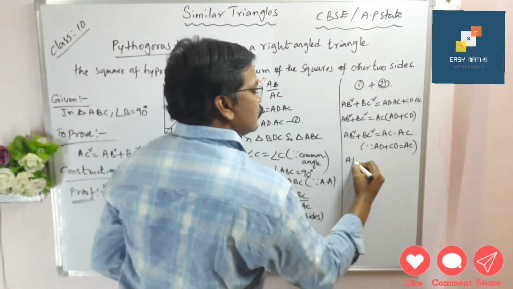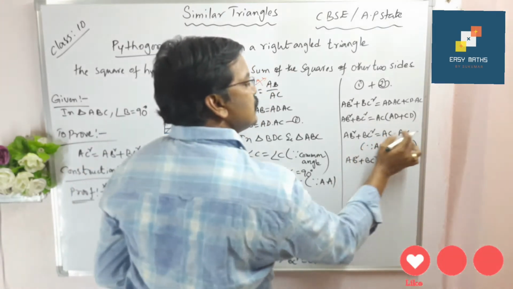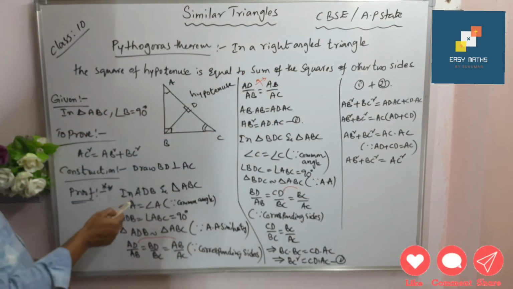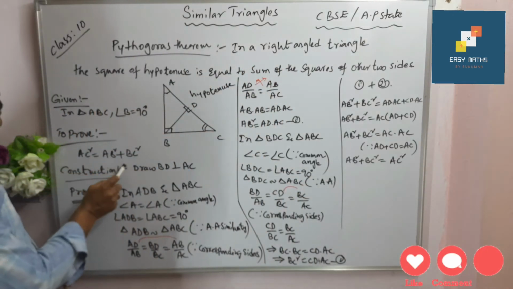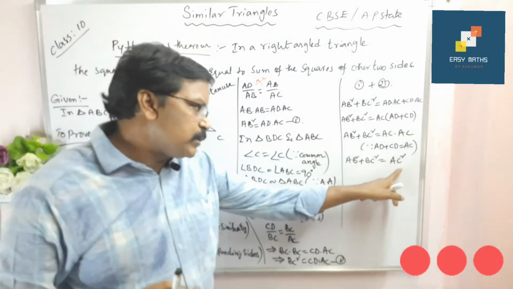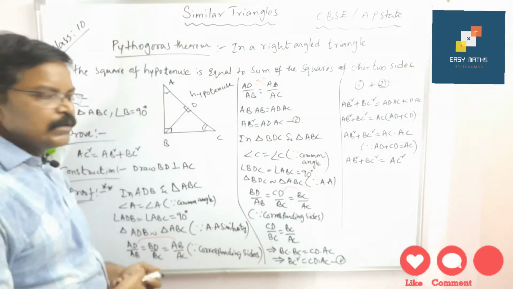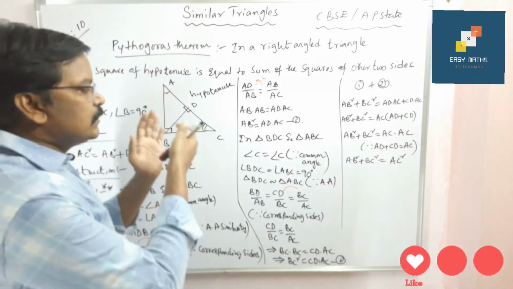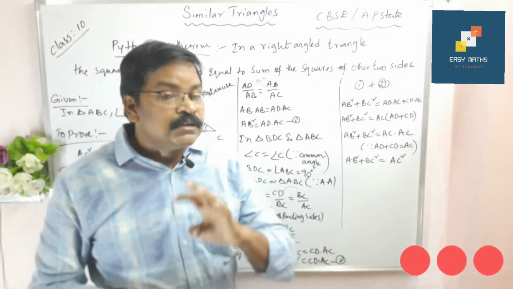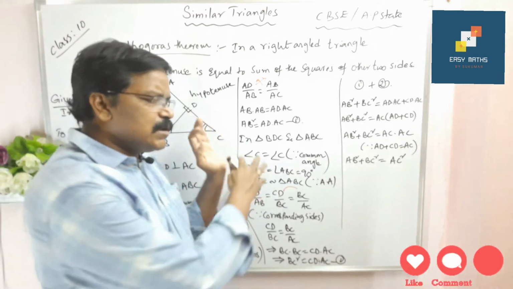Now we have come to the conclusion. AB square plus BC square is equal to AC into AC, which means AC square. So AC square is equal to AB square plus BC square. That means the square of the hypotenuse is equal to the sum of the squares of the other two sides. My dear students, if you learn this theorem, then you can solve 3 or 4 sums in the coming exercise. Same steps.